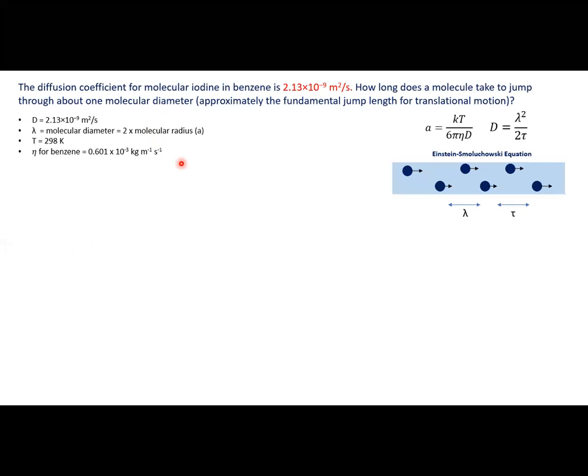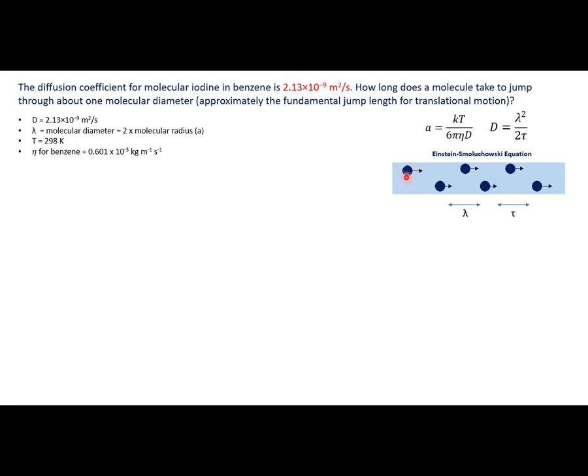Next question. The diffusion coefficient for molecular iodine in benzene is 2.13 times 10 power negative 9 meters square per second. How long does a molecule take to jump through about 1 molecular diameter, approximately the fundamental jump length for a translational motion? So let's again convert the question into a rough diagram.